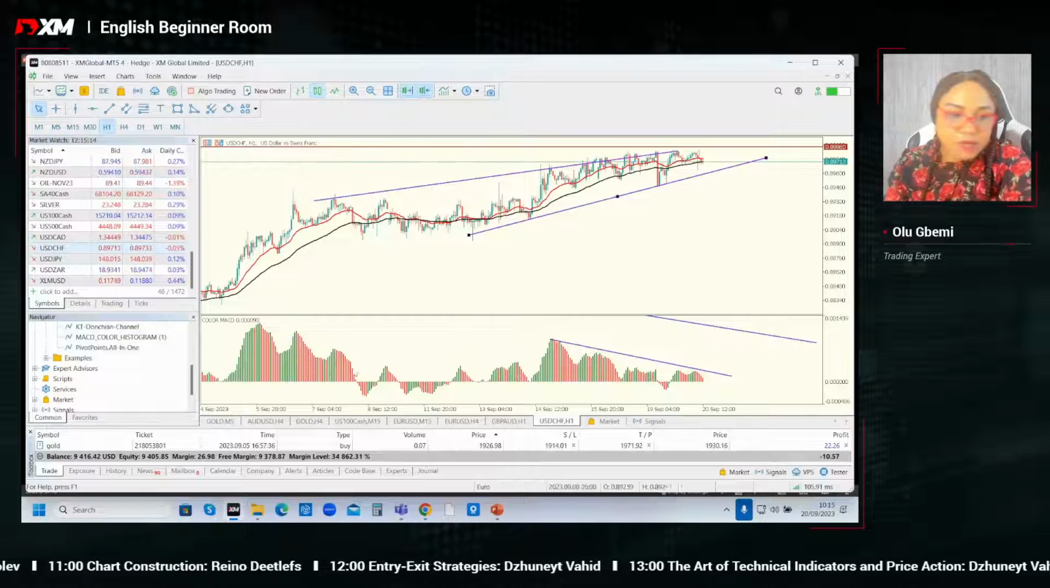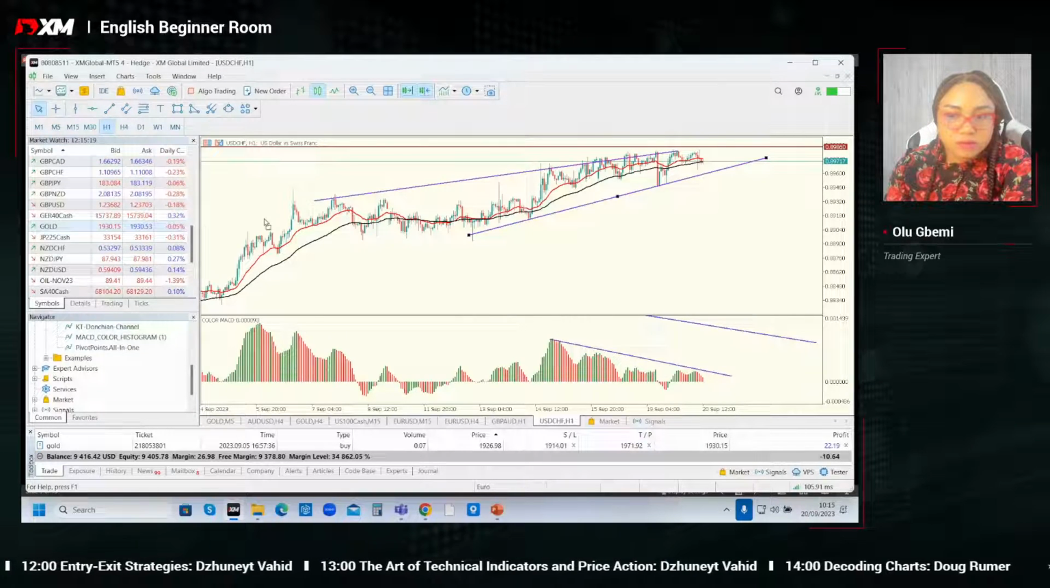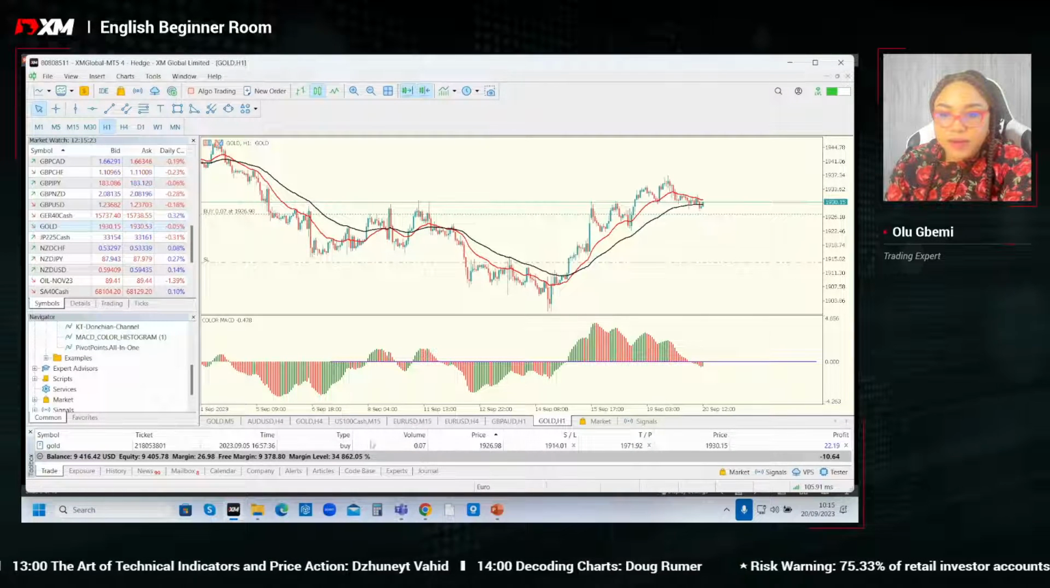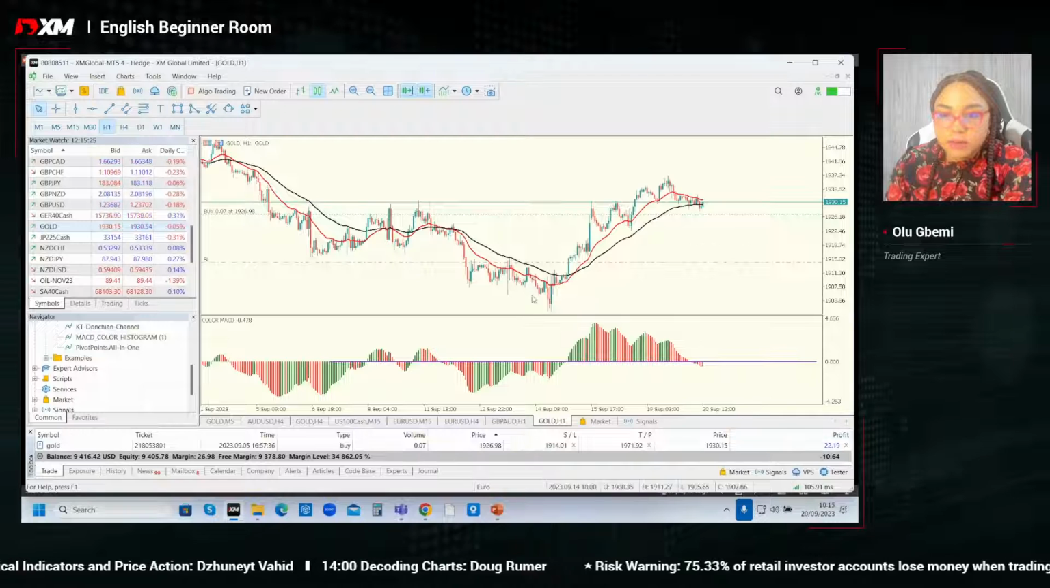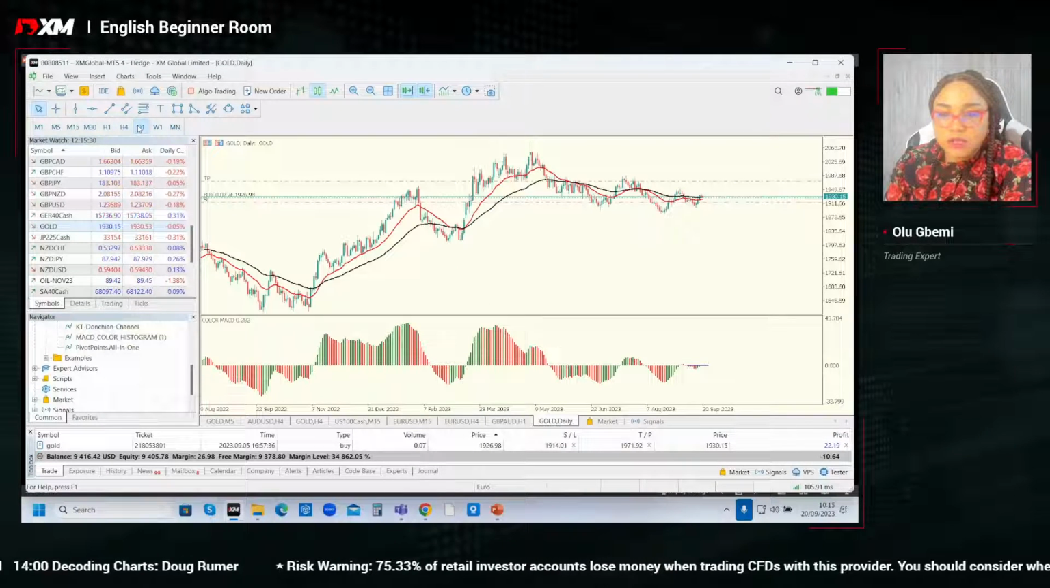So for Miriam, let's quickly check on gold that you've asked of. Okay, so currently I have a buy on gold. This is trending to the upside kind of from the lower time frame.